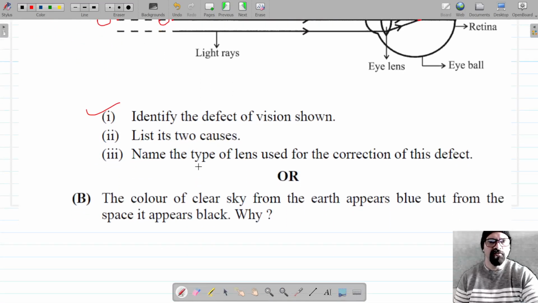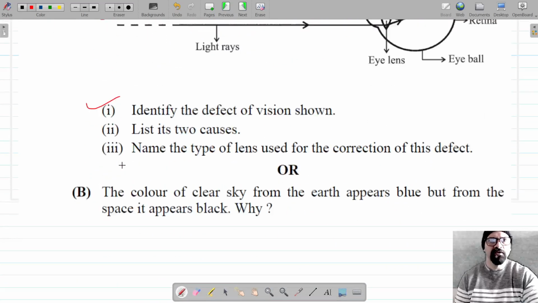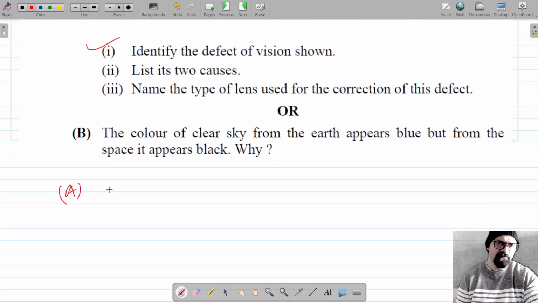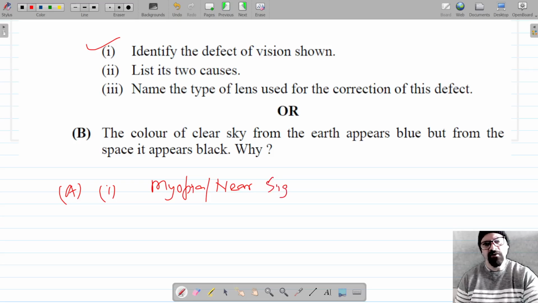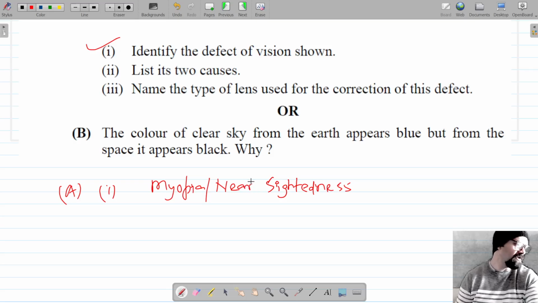So the defect of vision shown here is myopia, which is also called nearsightedness, which means we can see nearby objects but cannot see far off objects distinctly. It's not that we are totally unable to see far away objects, but we cannot see them distinctly. We cannot distinguish between two objects clearly. So this is myopia, or nearsightedness.